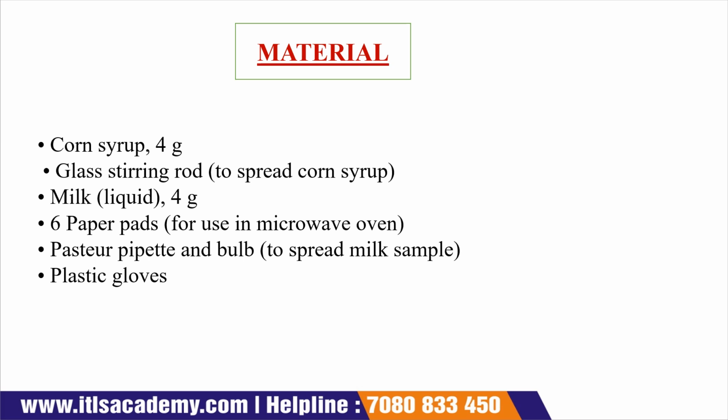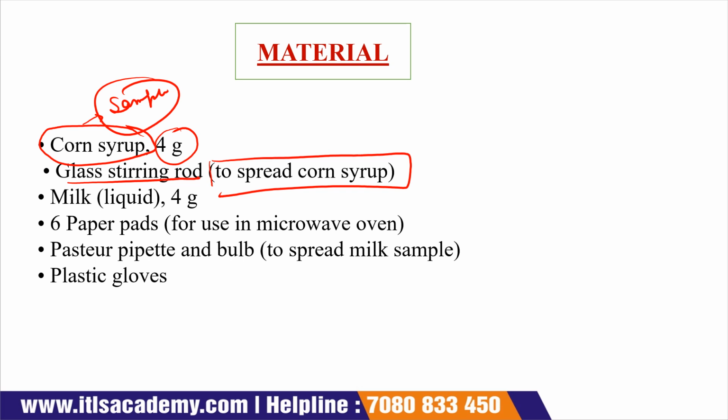Material. The materials used for this experiment: the first one is corn syrup. Corn syrup is the sample, and the amount of the corn syrup is around 4 gram. The next one is a glass stirring rod. This glass stirring rod is used to spread the corn syrup into a plate. And the second sample is milk, and the weight of the milk is again 4 gram.